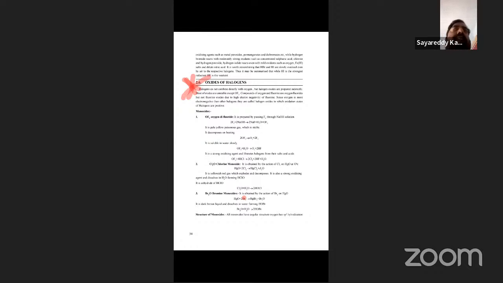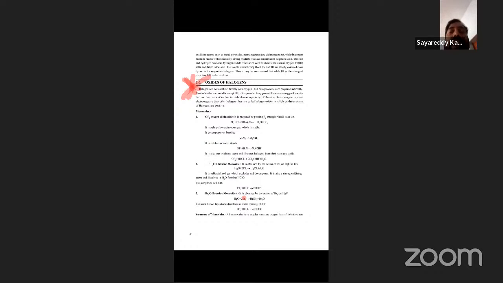Oxygen is 3.5. Compared to the other halogens, chlorine is 2.85, bromine is 2.75, iodine is 2.20. So when compared to these, oxygen is more electronegative. That's why they bind only with fluorine. Oxygen fluoride comes first.